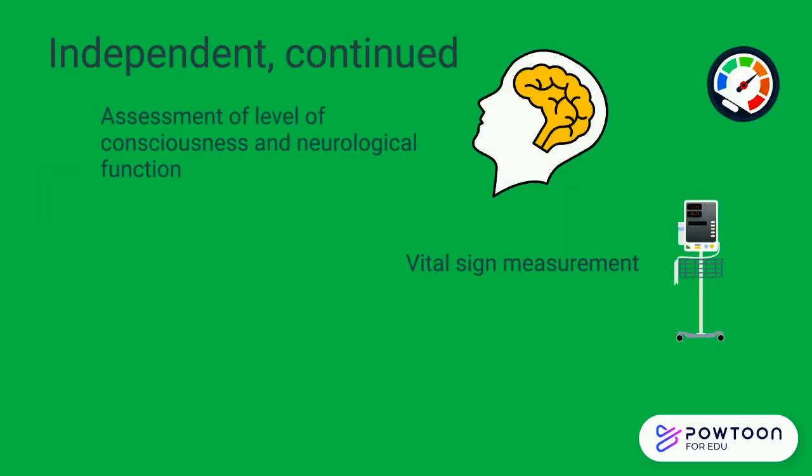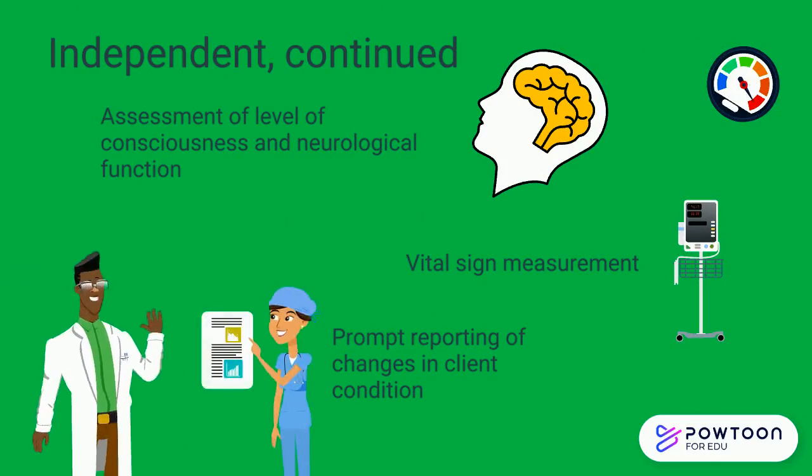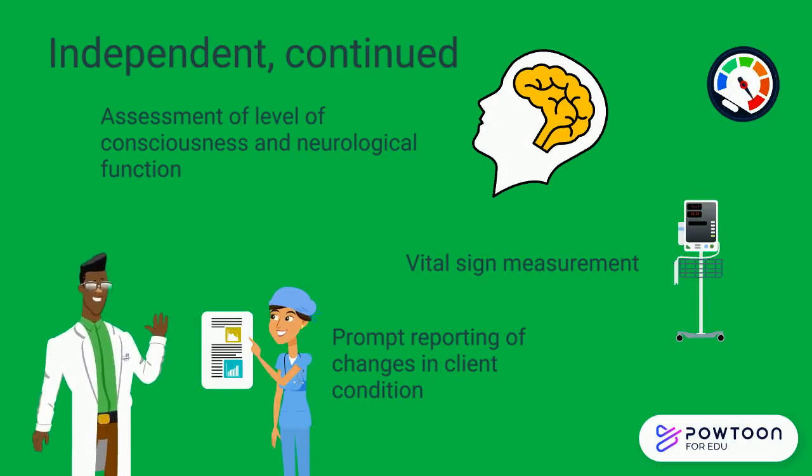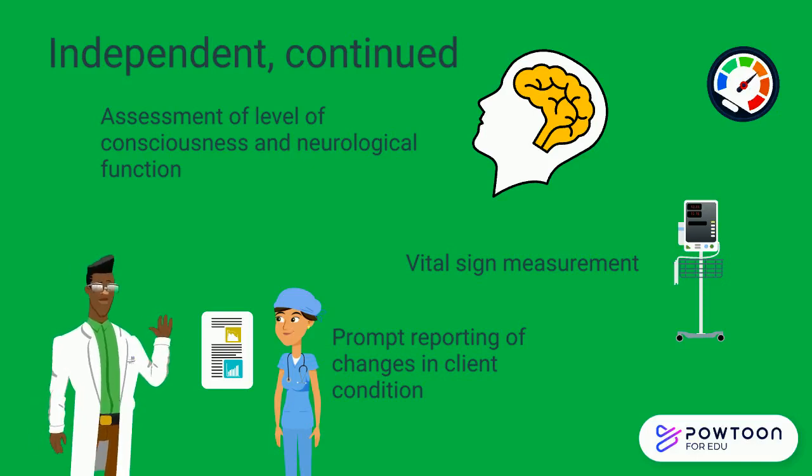Remember I said acid-base imbalances affect the organs? Well, one of the main organs it can affect is the brain, or cognition. So we're always going to assess for the level of consciousness and their neurological function, as well as their vital signs, and we always want to report any changes in our client's condition.